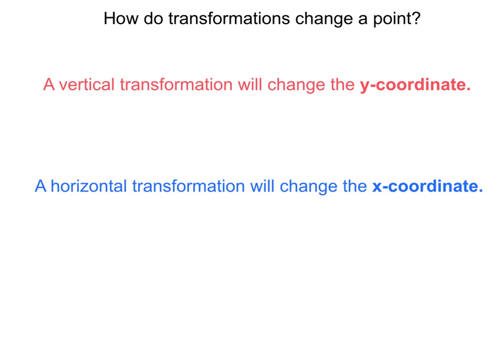I cannot stress enough the fact that no single transformation will ever change both the x and y coordinates. Now we could have multiple transformations in a problem, one that is vertical, one that is horizontal, and that could then change both coordinates. But a single transformation will never change more than one coordinate, either the x or the y. If it's a vertical transformation, it will change the y coordinate. If it's a horizontal transformation, it will only change the x coordinate.